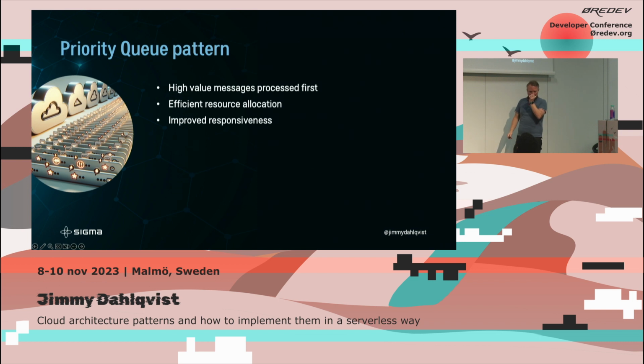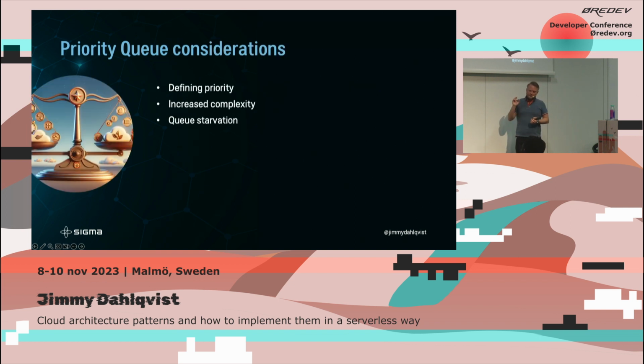Priority queue. A good way for us to have high-value messages being processed first. So we process messages on the importance of the message and not on the arrival time of the message. It can help us get efficient resource allocation, since high-priority messages get processed first. It has improved responsiveness, meaning that, okay, this is a returning customer with this status, their orders should always be processed first. Put them on the priority queue, and they get processed first.